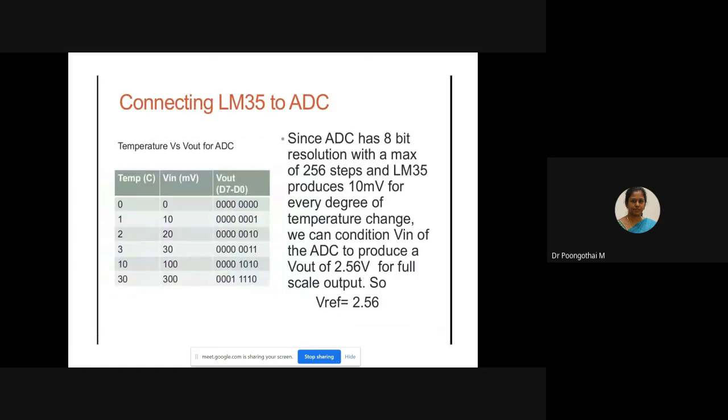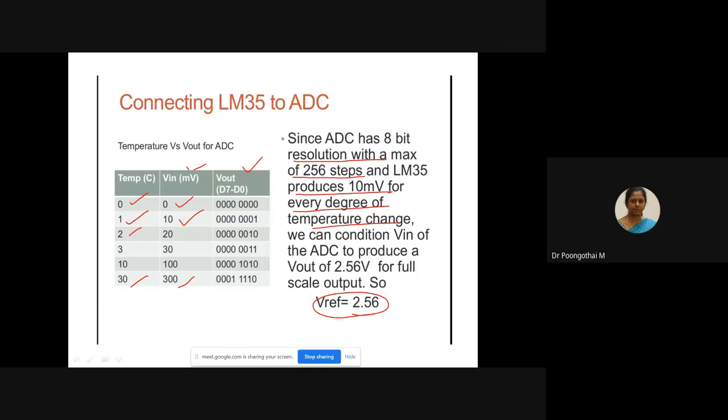So the ADC has 8-bit resolution with a maximum of 256, and LM35 produces 10 millivolt for every degree of temperature change. So 256 into 10 millivolt, the reference voltage is 2.56. Suppose the temperature is 0, your input voltage to the ADC is 0. For 1 it is multiplied by 10, so 10. Similarly, for 30, it is 300. And this V-in is converted to V-out by using the signal conditioning unit.